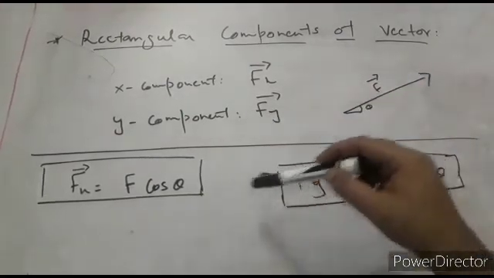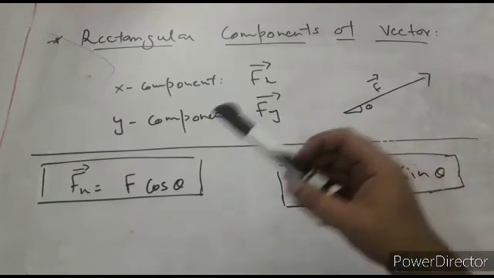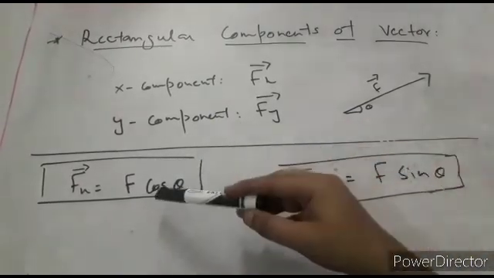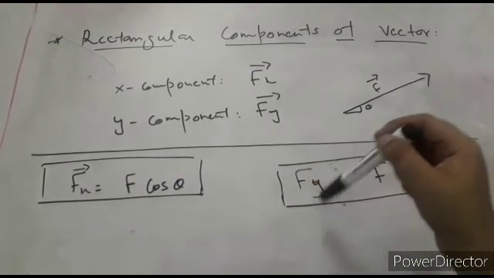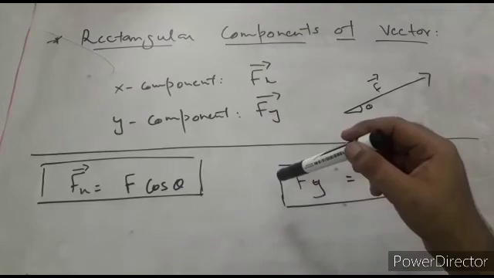So these are the rectangular components of a vector, Fx and Fy. This is the horizontal one and this is the vertical one. We will further see how to find these components with an example.